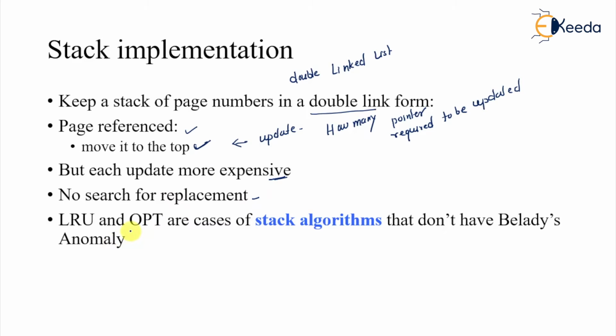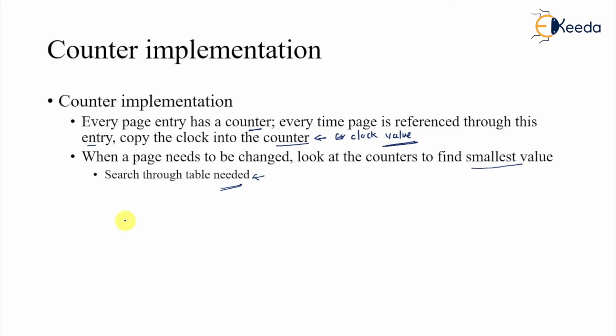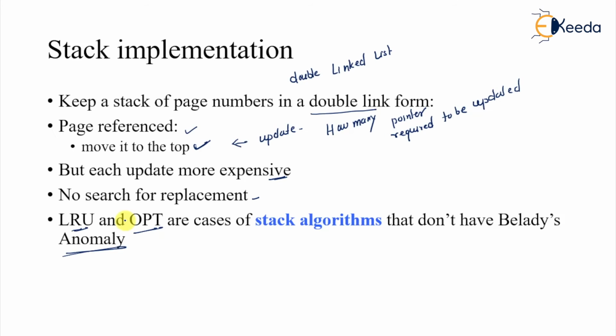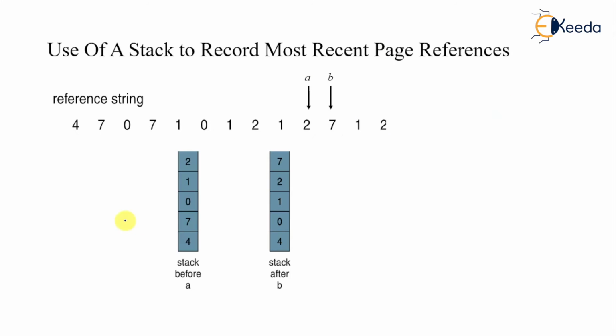LRU and OPT, least recently used and the optimal algorithm, are cases of algorithms that don't have Belady's anomaly. We have already seen that FIFO has Belady's anomaly, but these do not. The counter implementation is a simple one, and we need to do a linear search, and the best case can be a binary search. And the stack implementation is this.